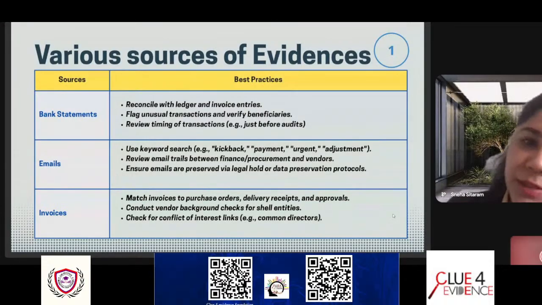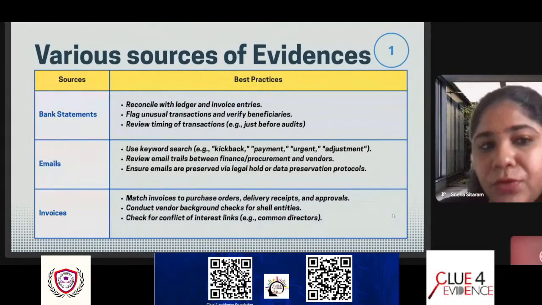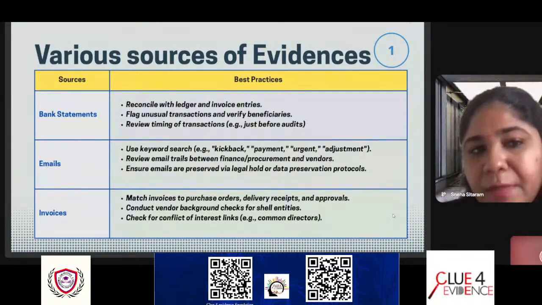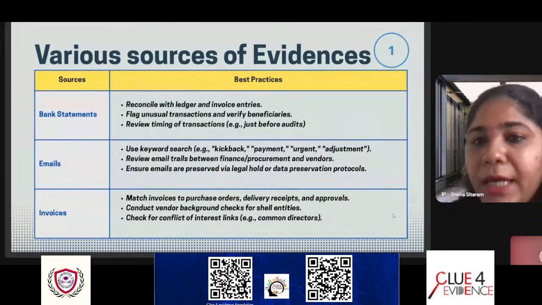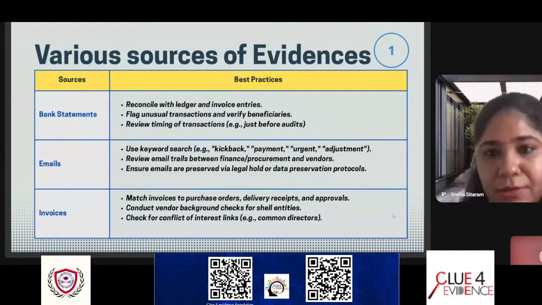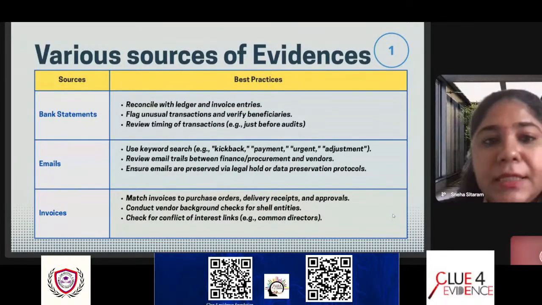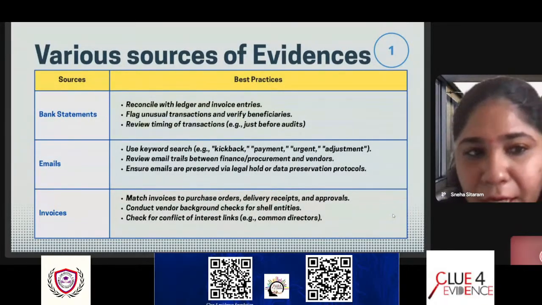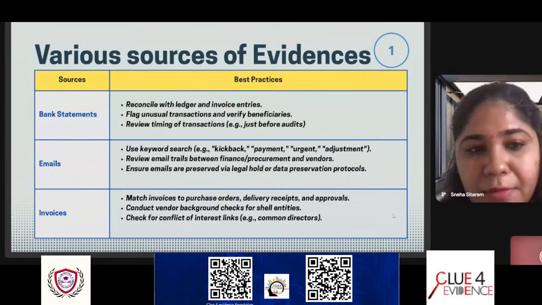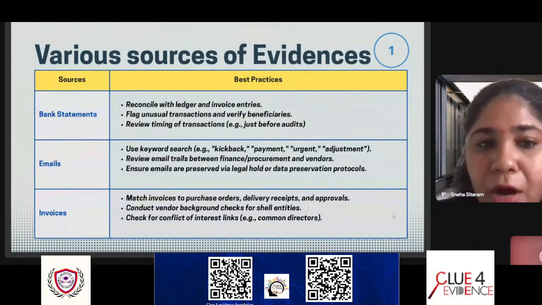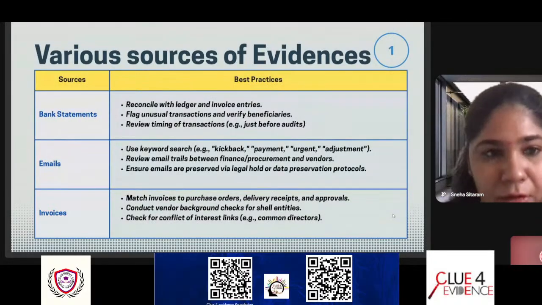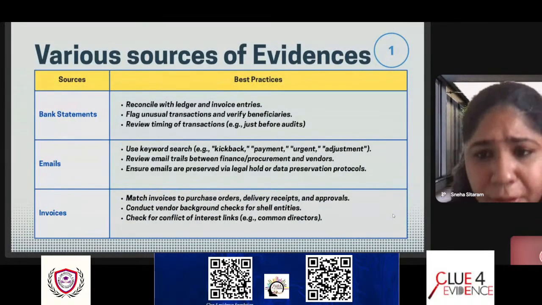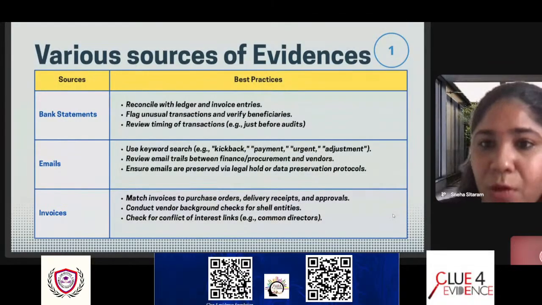These are the sources of evidence. This is just the basic, common sources. There are a lot of other sources, depending on the case, or the company or organization, and what kind of documents they maintain. These are the very common ones. That's why I used bank statements, emails, and invoices. So how to conduct it? If you are from an audit or internal audit background, you must know how to verify these documents.